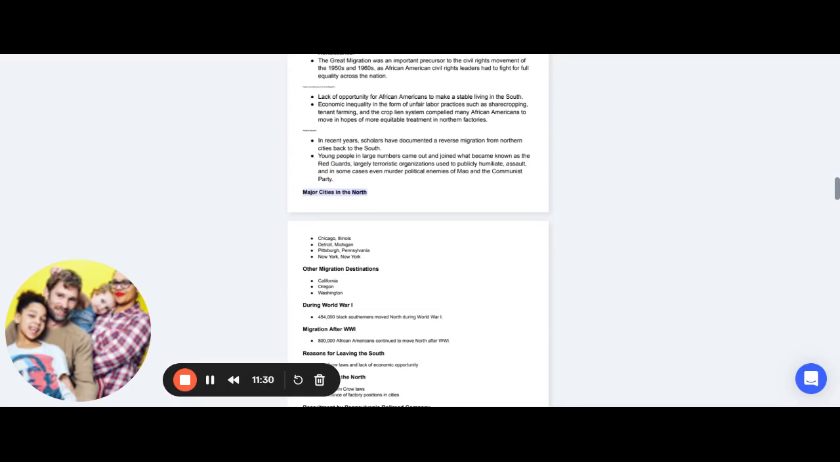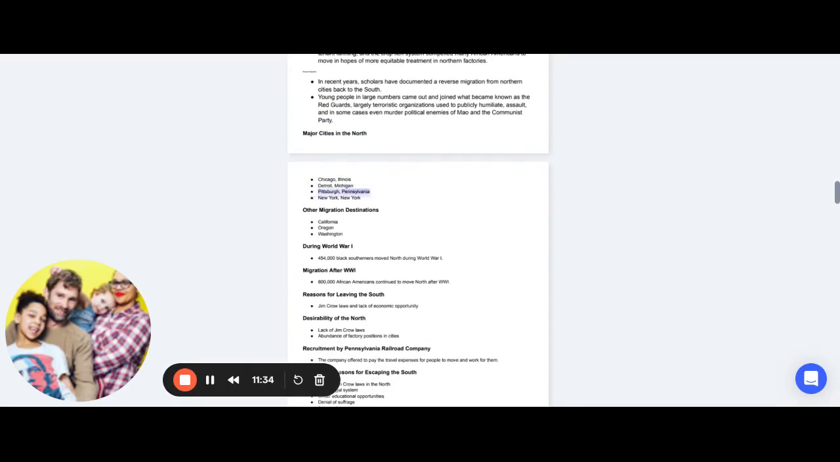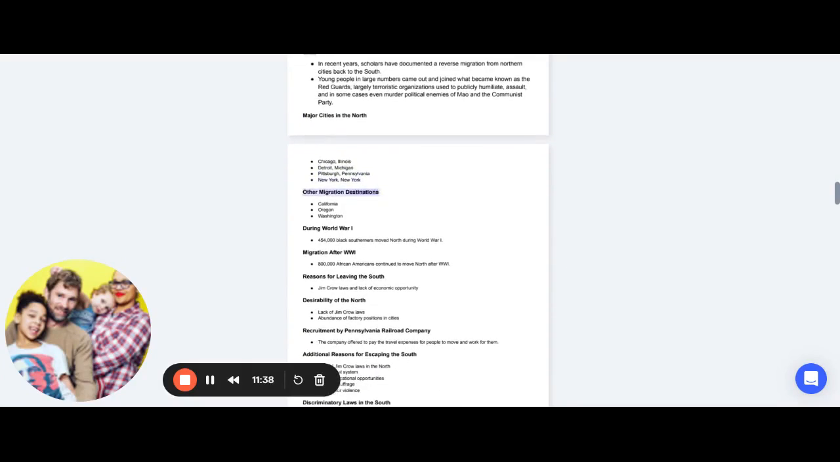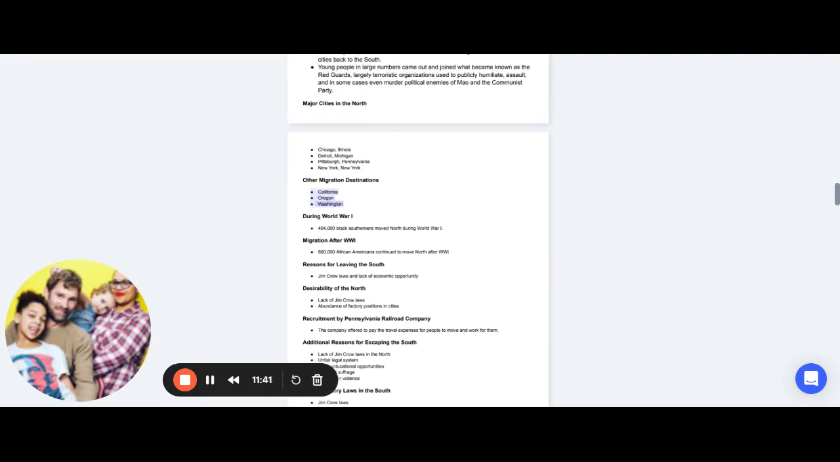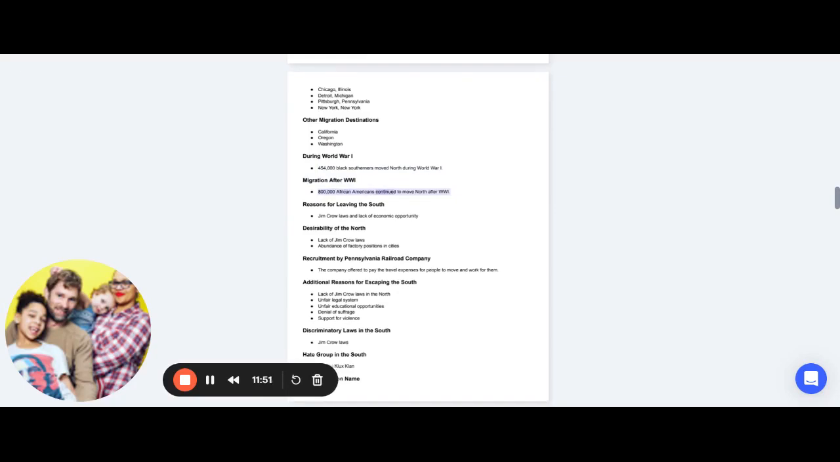Major cities in the North: Chicago, Illinois; Detroit, Michigan; Pittsburgh, Pennsylvania; New York. Other migration destinations: California, Oregon, Washington. During World War I, 454,000 black Southerners moved north. Migration after WWI. 800,000 African Americans continued to move north after WWI.